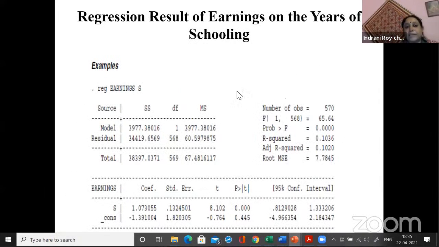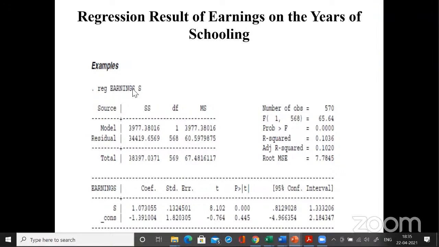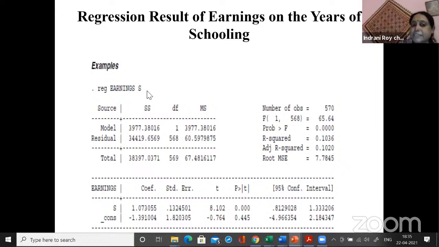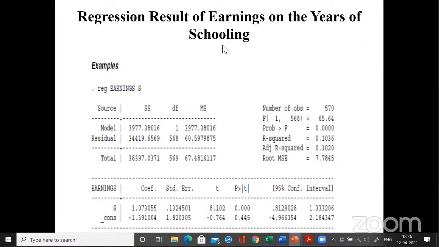And so look at this one. This is basically the regression equation which we have discussed. That means you have the earnings as a function of the years of schooling. It's a bivariate analysis. Earning is your dependent variable and years of schooling is your X, the independent variable. So you just regress earning with respect to S, the years of schooling.